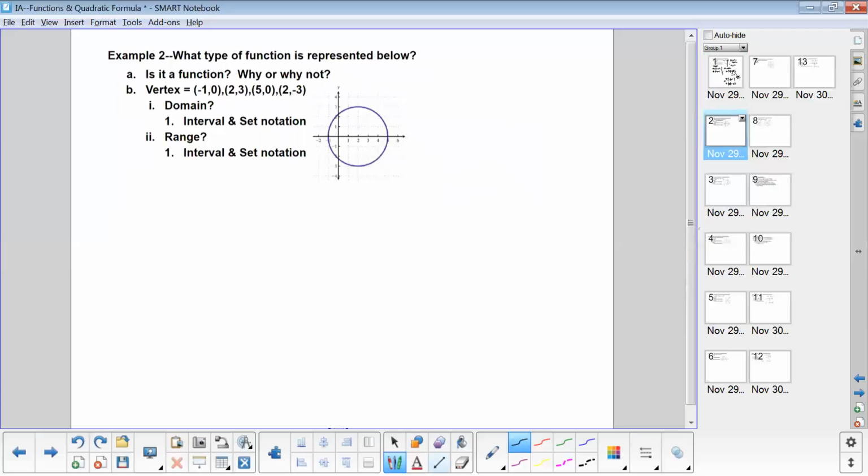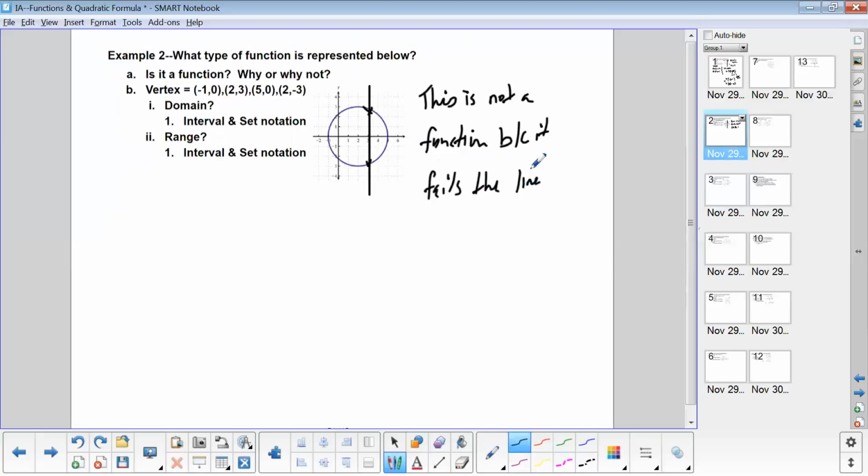Second graph is a circle, and when you test the vertical line test, you see that it does hit in two spots. So you would say this is not a function because it fails the line test.